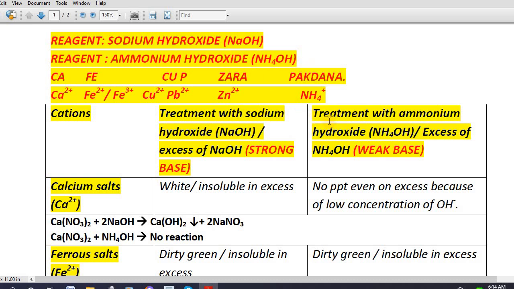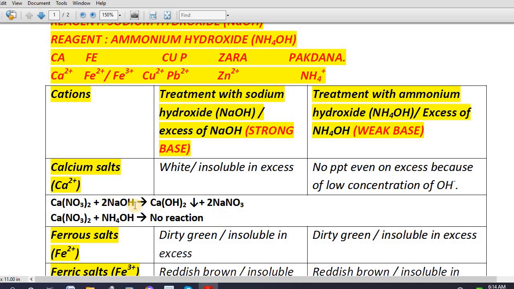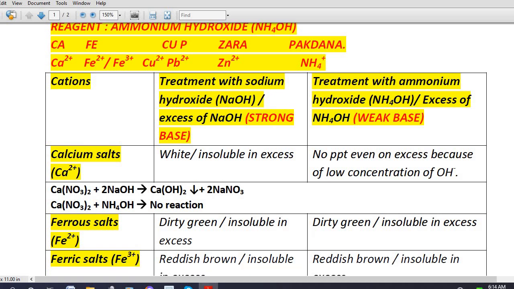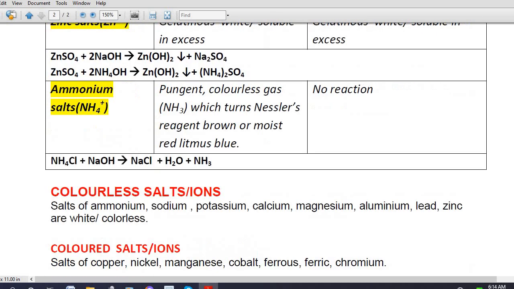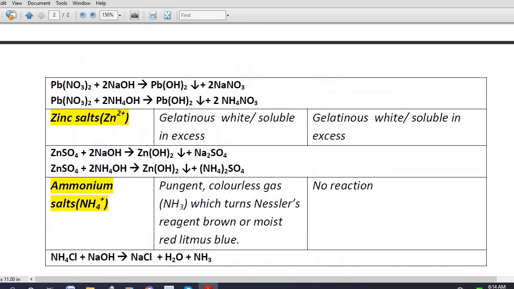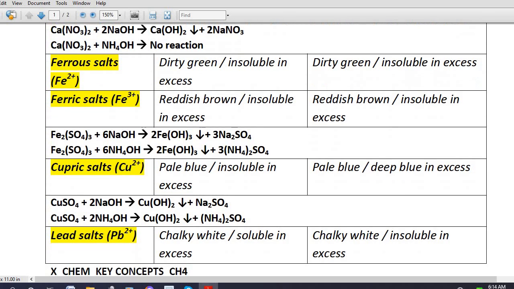As we have discussed, ammonium hydroxide is a weak base, and the OH negative ion concentration may not be sufficient to cause precipitation. With sodium hydroxide the OH negative ion concentration is large, so precipitation will take place. A white precipitate of calcium hydroxide will be formed, but in the case of ammonium hydroxide there won't be any precipitate. Sodium hydroxide will undergo reaction, ammonium hydroxide will not, because of the lower concentration of OH negative ions. Now the second point we are going to discuss is about ferrous salt and ferric salt.